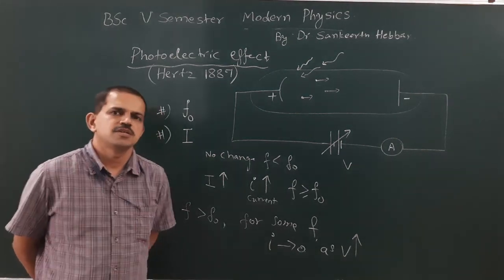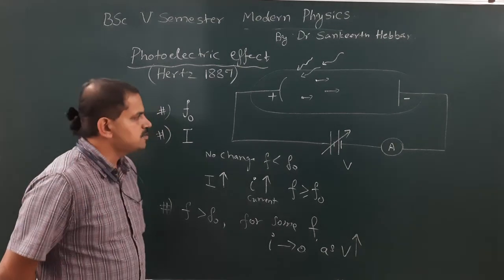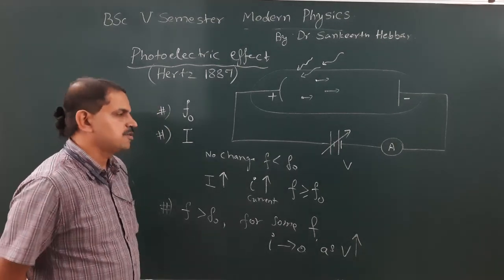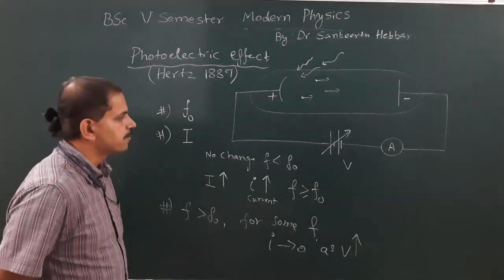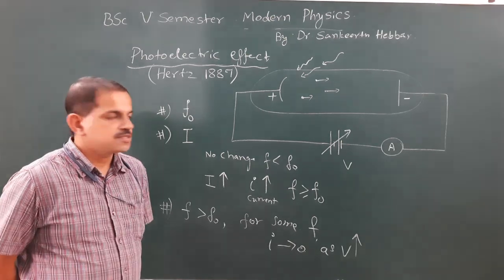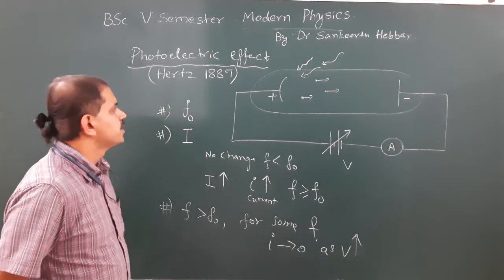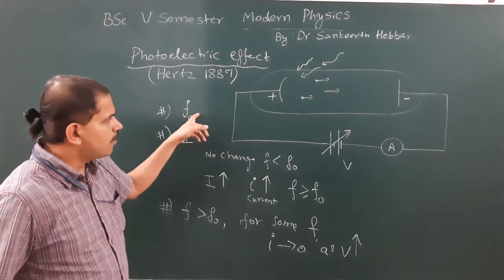As I mentioned earlier, Albert Einstein got the Nobel Prize for explaining this phenomenon somewhere in 1905. I think he got the Nobel Prize for his contribution. Let us see what it means.